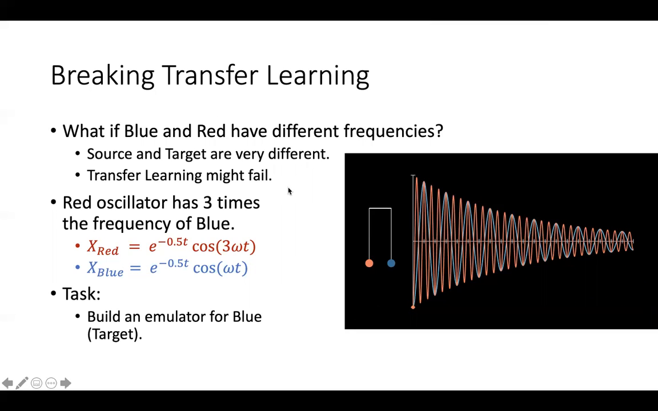And we are going to again look at two oscillators, the red and the blue. And now we are going to assume the red oscillator has 3 times the frequency of the blue. And as you can see from this plot, the red just moves very quickly, and both of them have the same friction, so they get dampened in a similar way, but the red just moves very quickly. So here these two simulations are very different, as we can see. Now, again, our task is to build an emulator for the blue.